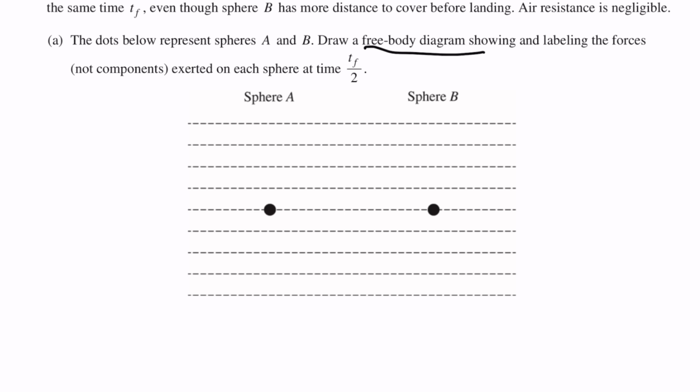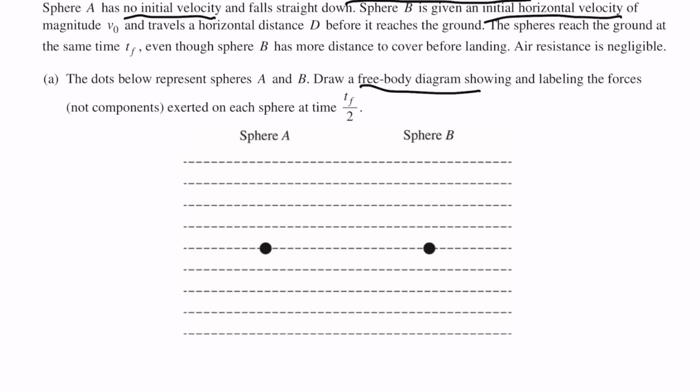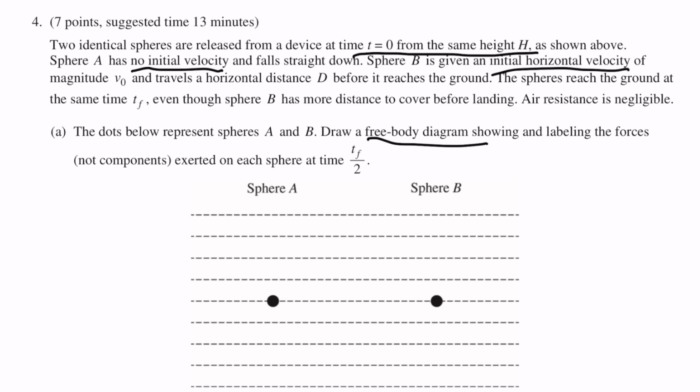And the force of gravity, let us go back to the problem. The spheres are identical, meaning their mass is the same. So that means the force of gravity on them should be identical. Using the lines that they have provided for us, we're going to draw the force downwards as the force of gravity. This is MAG, and this is MBG, where MA equals MB. Okay, so that was a pretty easy first question.